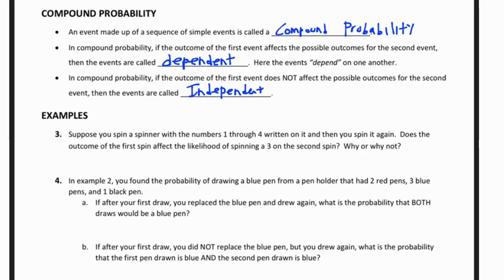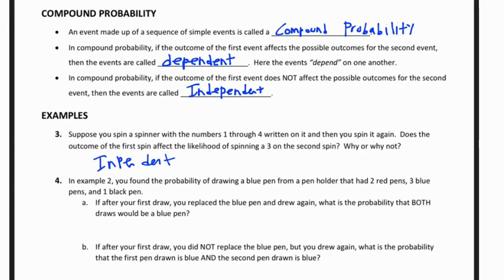So on number 3 on the example, it says, suppose you spin a spinner with the numbers 1 through 4 written on it, and then you spin it again. Does the outcome of the first spin affect the likelihood of spinning a 3 on the second spin? Why or why not? So let's think about it. If I was to spin a spinner, is anything going to change on the spinner each time I spin it? No, it's not. So there is not going to be any change from it. So it does not affect it. So this is going to be known as independent, because every time I spin that spinner, it's not going to affect the previous one.